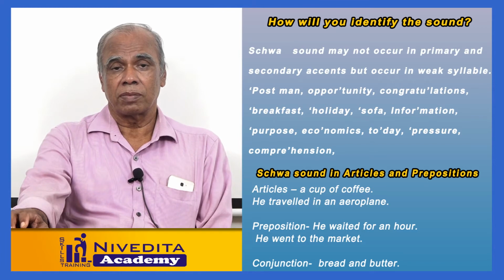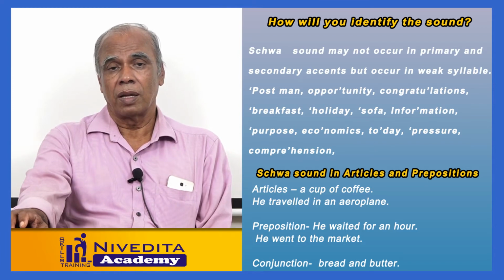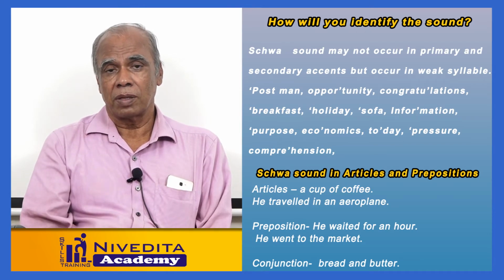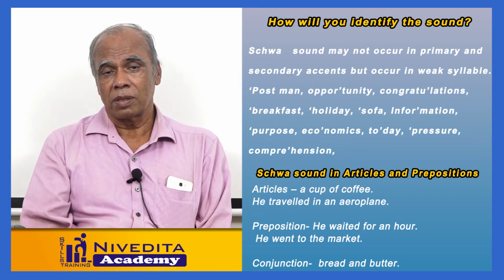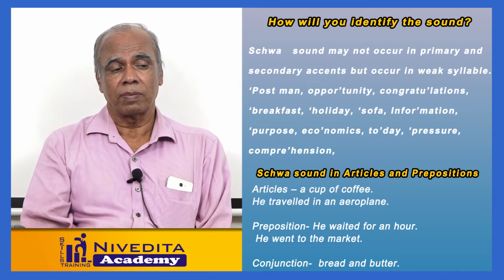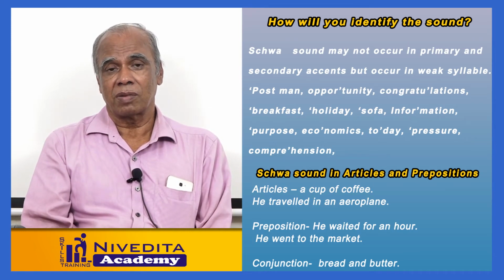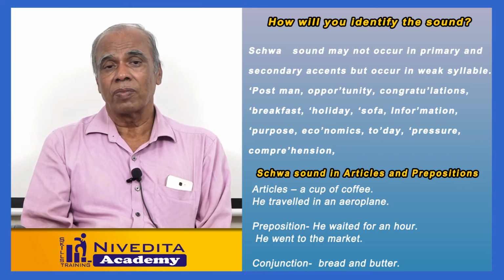Purpose. The first syllable is a stressed syllable, pur. The second syllable is a weak vowel. Economics. No, no, that is a primary stress. There only you have the primary stress.